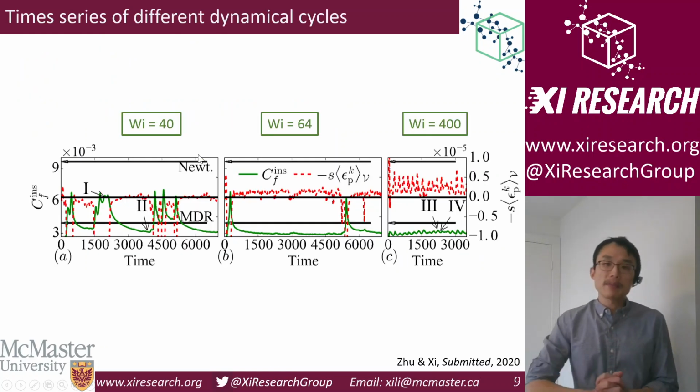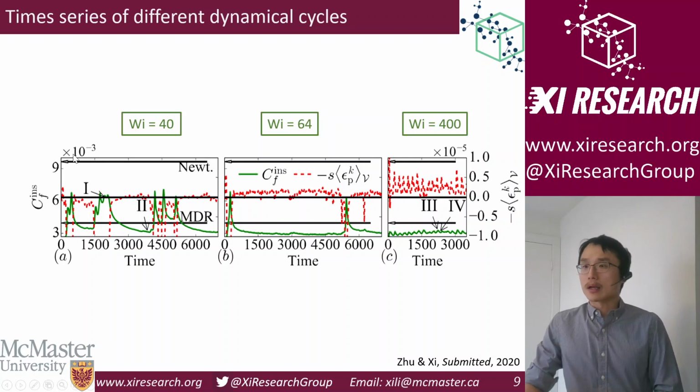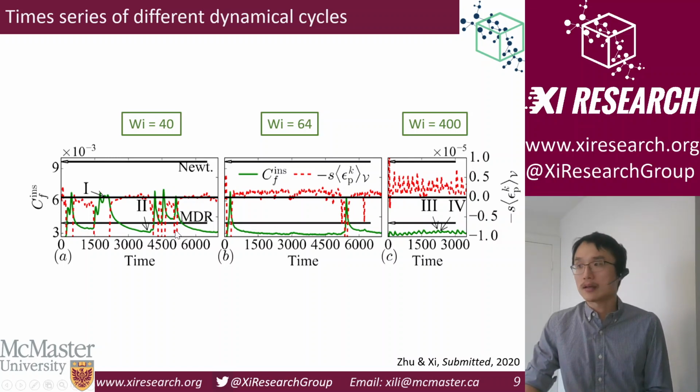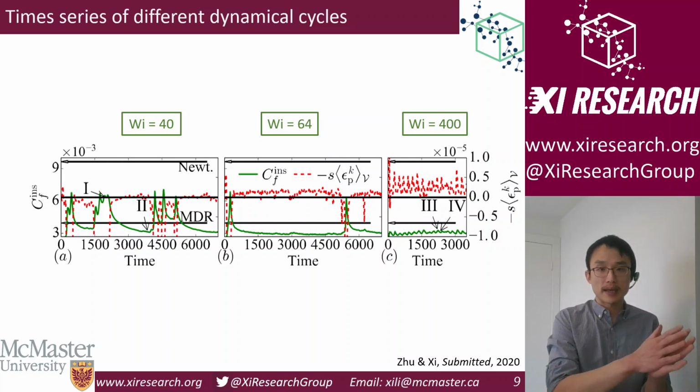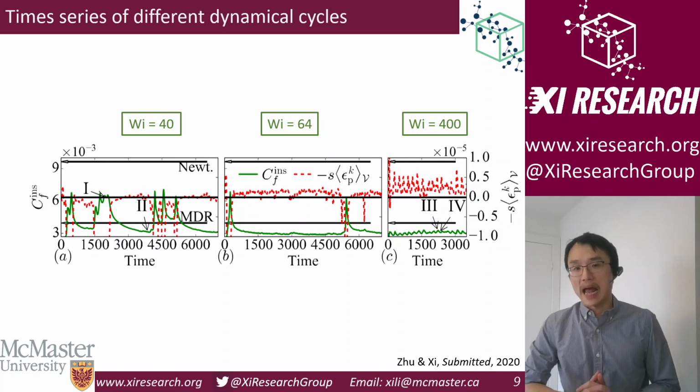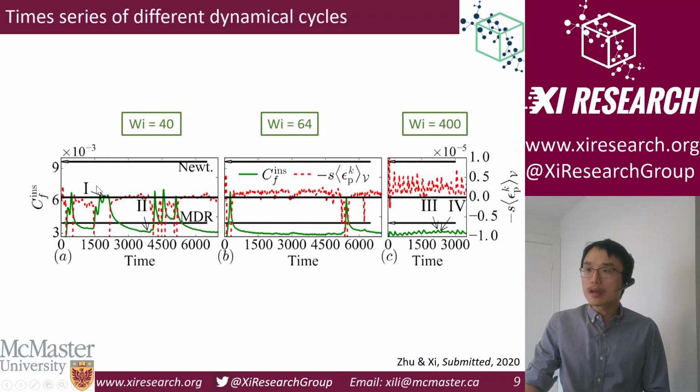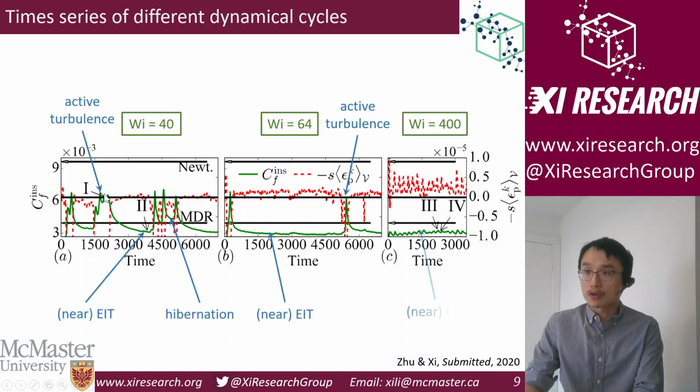So this is just the time series of these new dynamics. The green line here is just the instantaneous magnitude of your friction factor, whereas the red line here is how much energy has been exchanged between turbulent kinetic energy and the polymer elastic energy. So for Weissenberg equals 40, we see this very interesting intermittent behavior. These spikes correspond to instances of active turbulence, right?